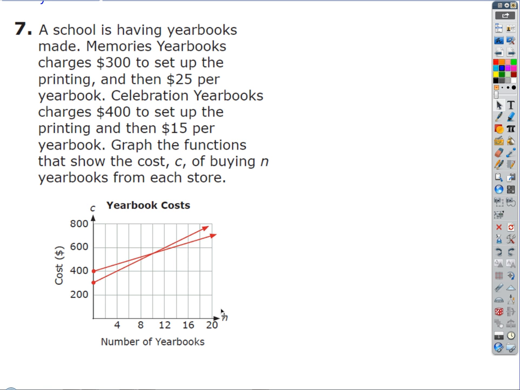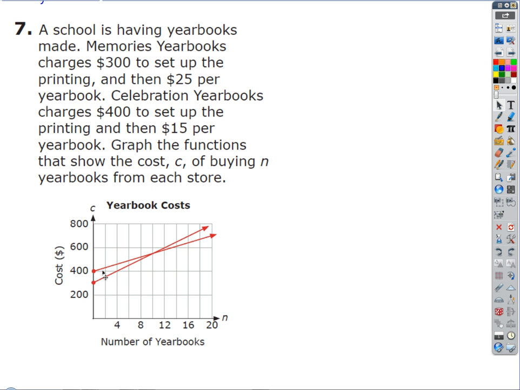Pick two convenient points. The convenient points would probably be something like going up from 300, say, 300. If we went up 300, we'd be right on 600. So how many would that be? 25 goes into 300 12 times, right? So if we went over 12, we should go up to 600. And the other one, we're starting at 400 and the slope is 15. So just pick another convenient spot and connect the lines. That's all we want.